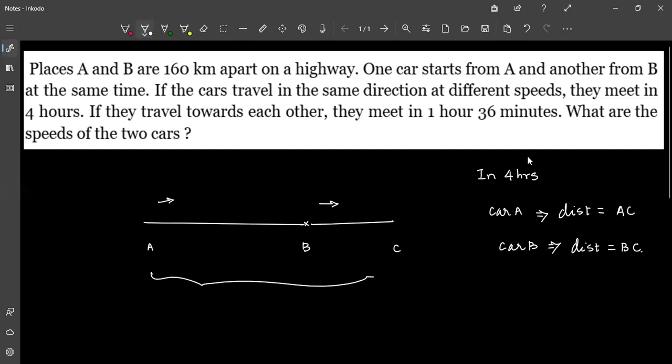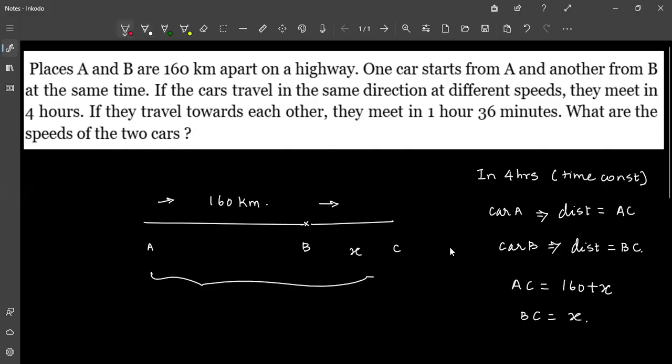And we already know what AB is, because it is given that the places are 160 kilometers apart. So this distance AC, we can write as 160 plus some x. I'm going to take BC as x. Okay, so BC is equal to x. Now we need to understand that the time taken is constant for both these cars. So I'm going to compare the speeds of the two cars.